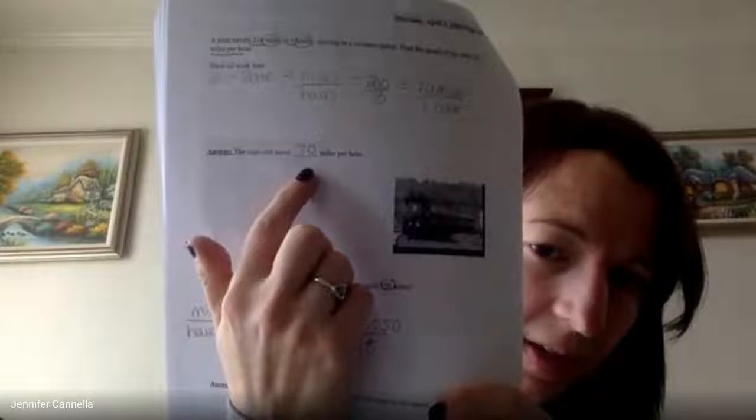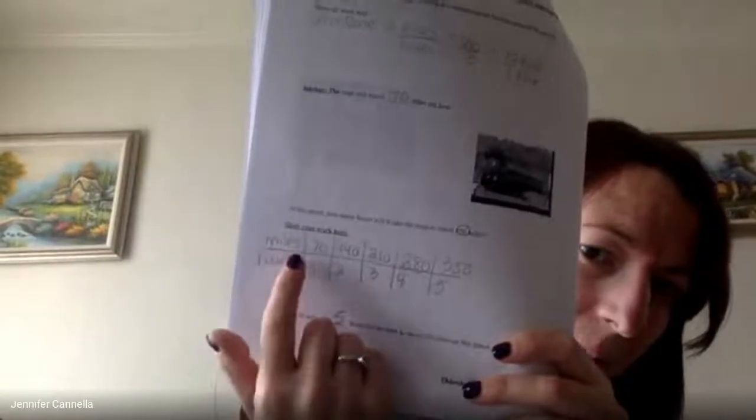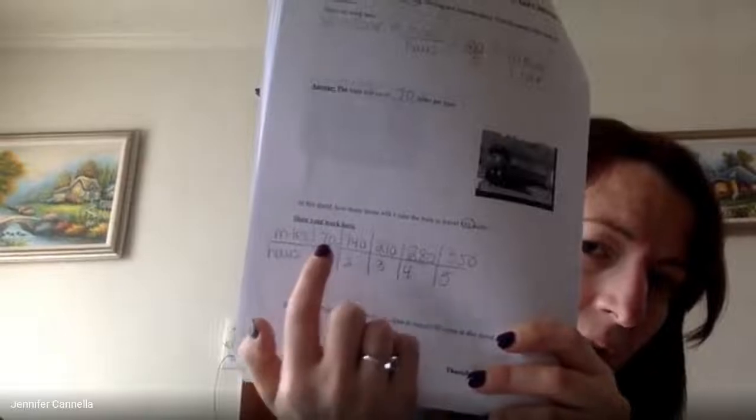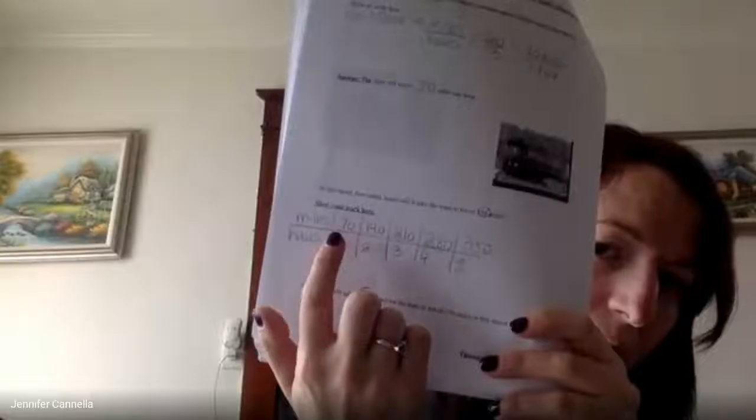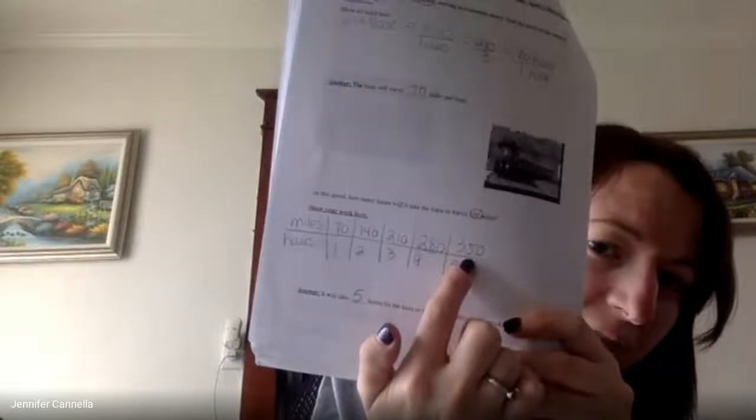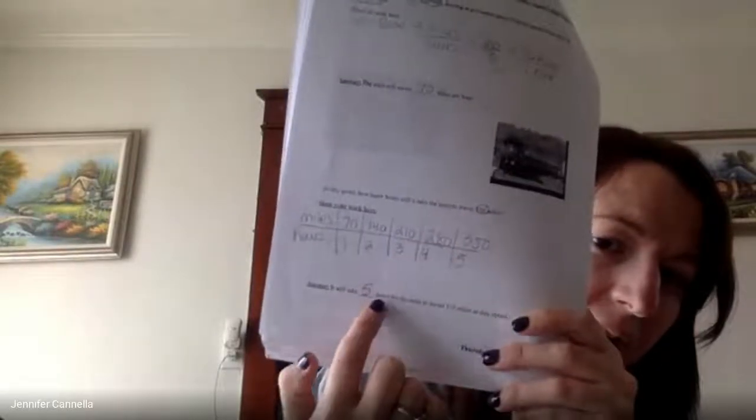Okay. So she found the unit rate to be 70. And then I made a table. I put miles over hours. My unit rate says that there are 70 miles in 1 hour. So I just kept adding 70 until I got to 350. Or 70 times 5 is 350. So 1 times 5 is 5. Therefore, I need 5 hours.